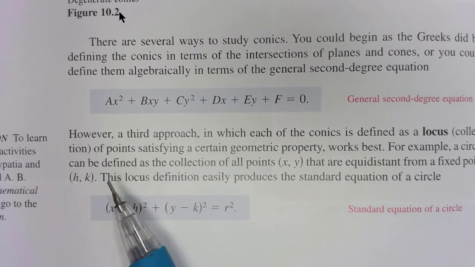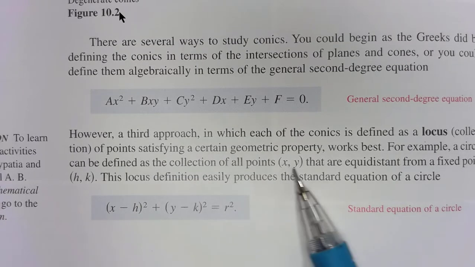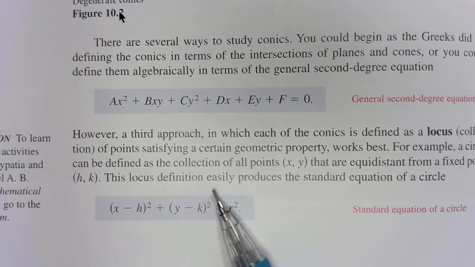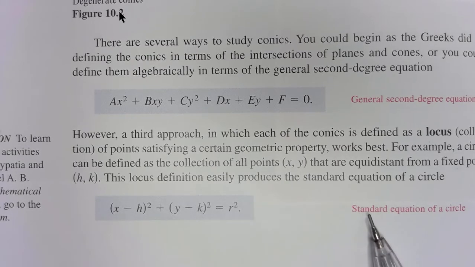For example, a circle can be identified as the collection of all points x, y in a plane that are equidistant from a fixed point, h, k. The locus definition easily produces the standard equation of the circle, (x minus h) squared plus (y minus k) squared equals r squared. You should recognize that.